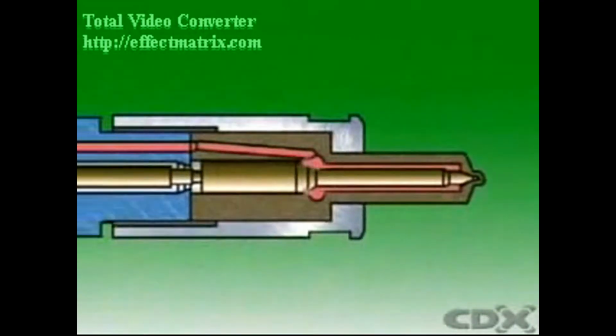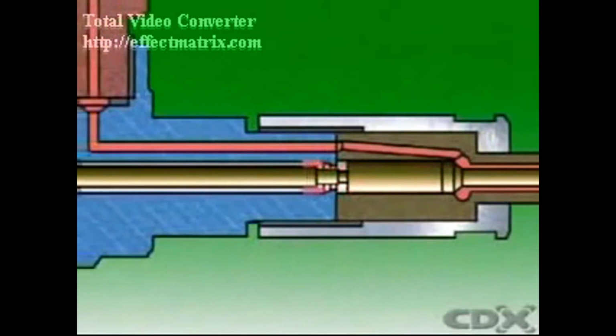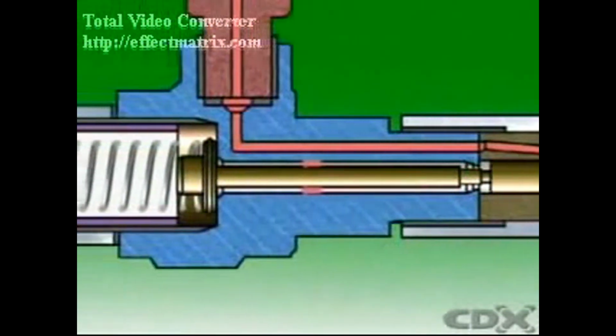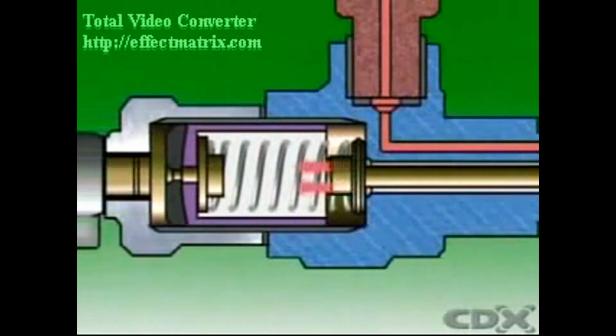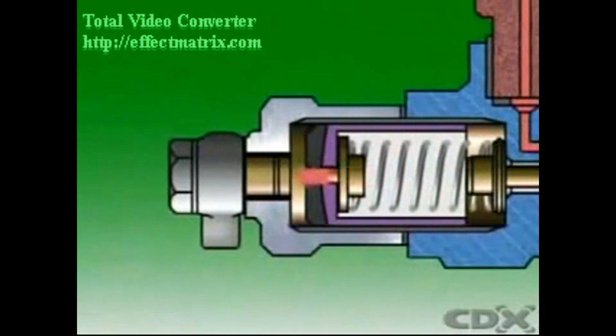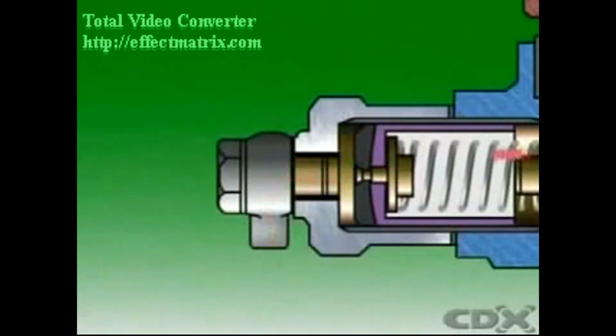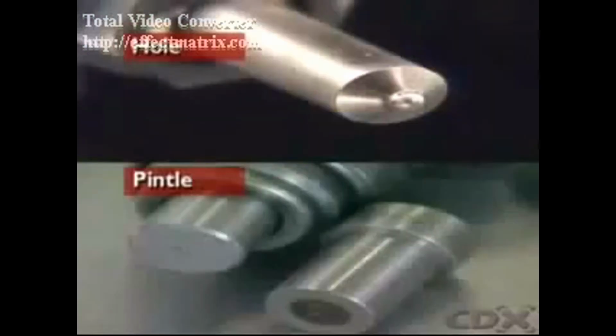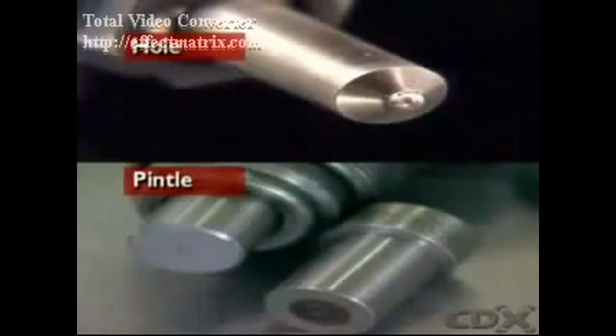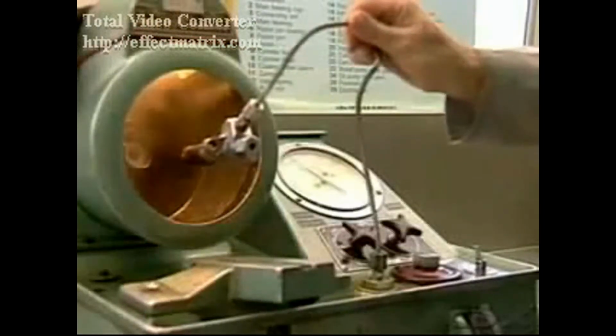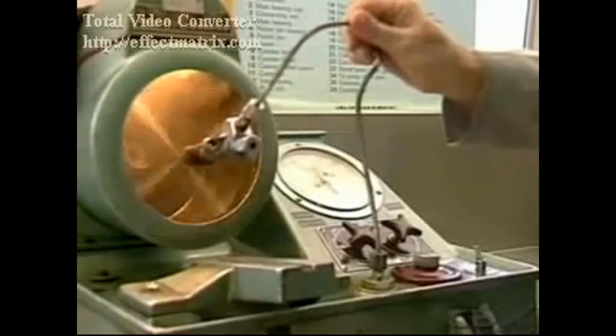Some of the fuel is allowed to leak between the nozzle needle and the body to cool and lubricate the injector. This fuel is collected by the leak-off line and returned to the fuel tank for later use. There are two main types of injector nozzle, hole and pintle. Hole-type nozzles are commonly used in direct injection engines.